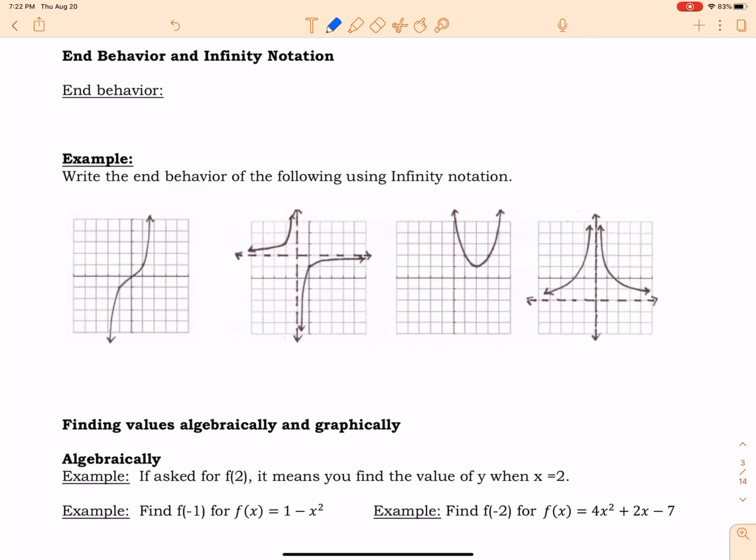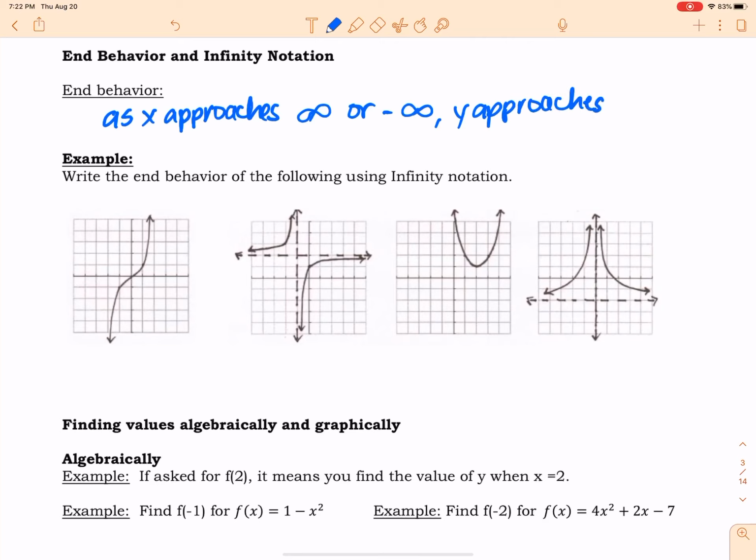End behavior just tells me that as x approaches positive infinity or negative infinity, y approaches something too, but not necessarily infinity. Sometimes it is. Okay, so as x approaches positive or negative infinity, y approaches something else. Now what you need to understand about end behavior is that x is always approaching positive or negative infinity. Please understand that. So the best way to do this is to illustrate it for you.